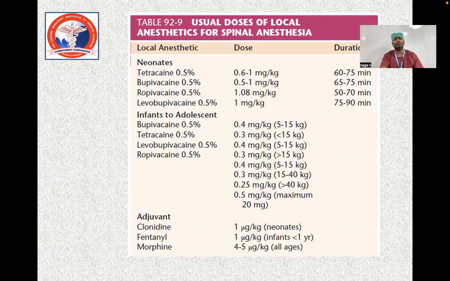Here you can see infants to adolescents. The difference you can see, the commonly used drugs are bupivacaine and ropivacaine, 0.5%. Its dose is 0.4 mg per kg for 5 to 15 kg kids, infants. The adjuvants most commonly used are clonidine, fentanyl, morphine. The dosage is explained here clearly. If you add additives, the duration of action will definitely increase.